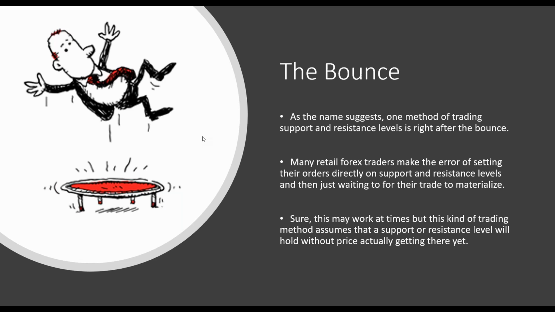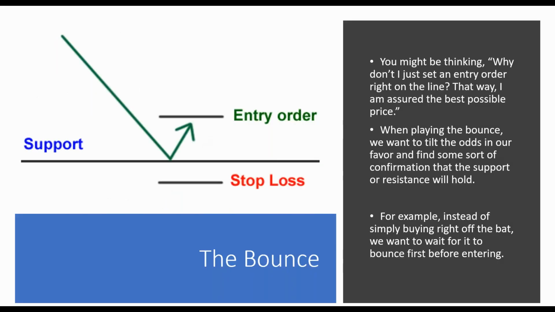Now, many retail traders make the error of setting their orders directly on the support and resistance level and just waiting for their trade to materialize. That's a big mistake. Sure, this may work at times, but this kind of trading method assumes that support and resistance will hold without price actually getting there yet. You might be thinking, why don't I just set entry orders right on the line? Well, keep in mind, number one, the line is not a finite line. It's a zone. So you don't have a definitive price, because you might have put it 1 pip too high or 1 pip too low.